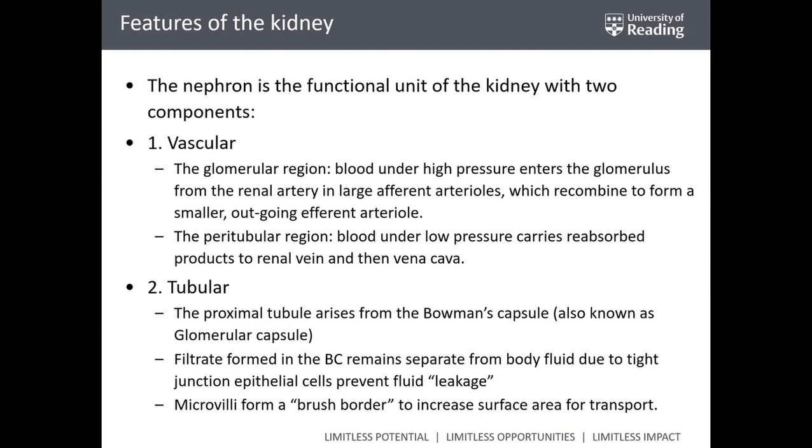Okay, they've got the vascular components, which are blood vessels. The vascular component in the glomerular region is composed of vessels carrying blood under high pressure, so arterial blood. Arterial blood enters the glomerulus at high pressure, where it gets filtered, through large afferent arterioles, which then recombine to form a smaller outgoing efferent arteriole.